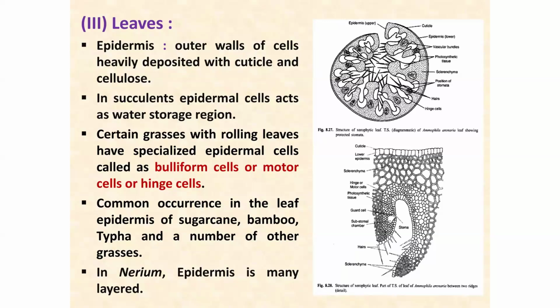So when water is unavailable, in that condition the leaves fold inward due to the presence of these cells, bulliform cells or motor cells or hinge cells. They commonly occur in the leaf epidermis of sugarcane, bamboo, Typha, and a number of other grasses. So generally these bulliform cells are seen in sugarcane, bamboo, Typha, and other grasses. In Nerium, the epidermis is many layered, that is, upper and lower epidermis are also observed.